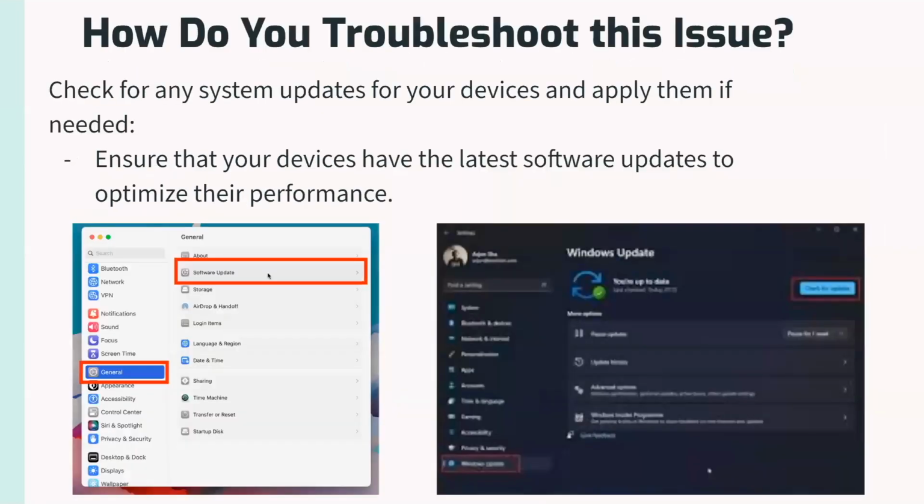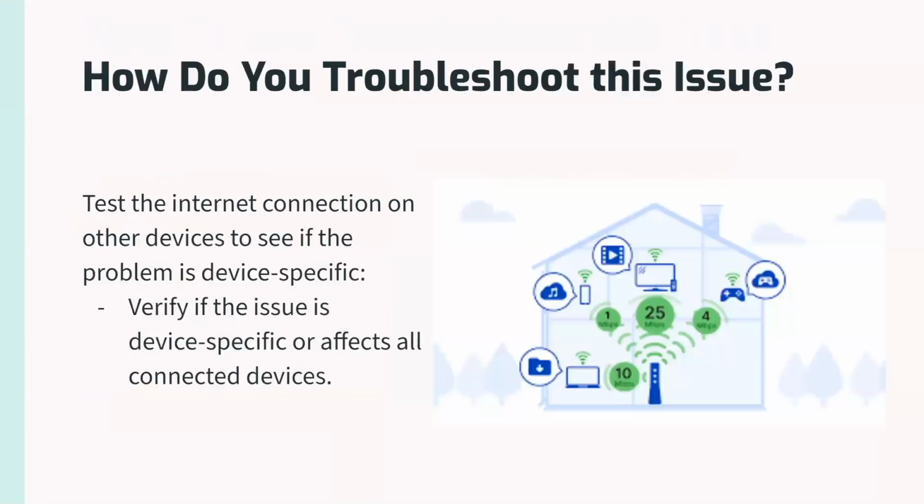How do you troubleshoot this issue? So you can check for any system updates for your devices and apply them if needed. So you can ensure that your devices have the latest software updates to optimize their performance. You can test the internet connection on other devices to see if the problem is device specific. This would verify if the issue is device specific or affects all the connected devices.